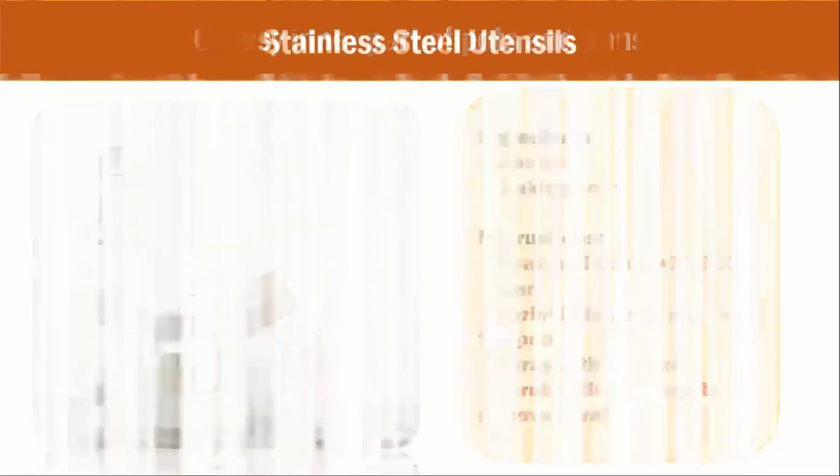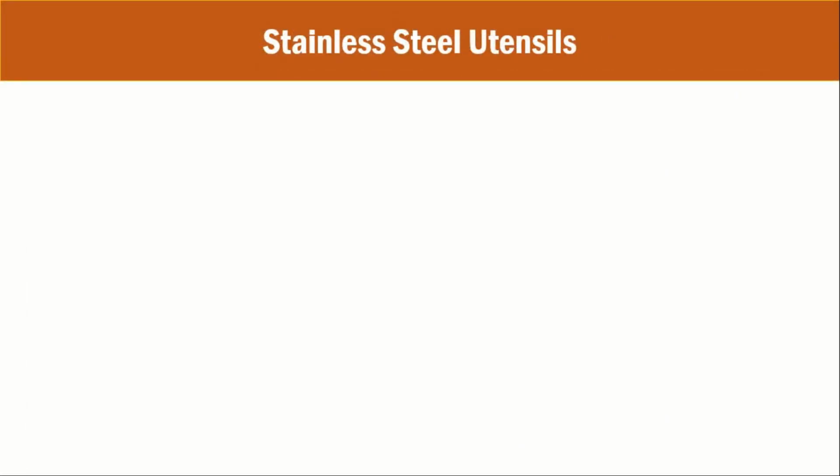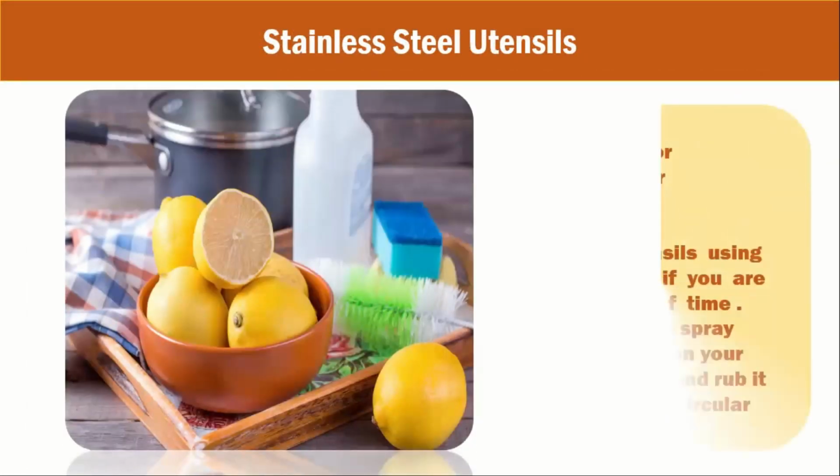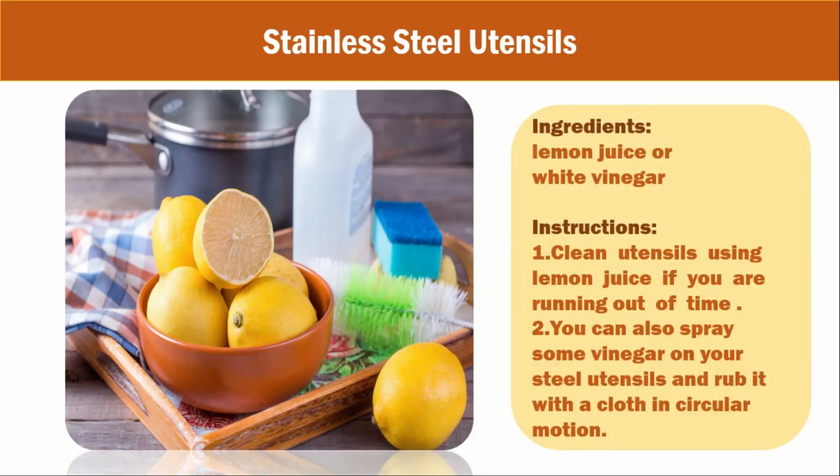For cleaning stainless steel utensils, here are the needed ingredients: lemon juice or white vinegar. Instructions. 1. Clean utensils using lemon juice if you are running out of time. 2. You can also spray some vinegar on your steel utensils and rub it with a cloth in circular motion.